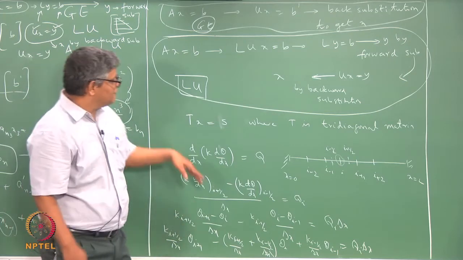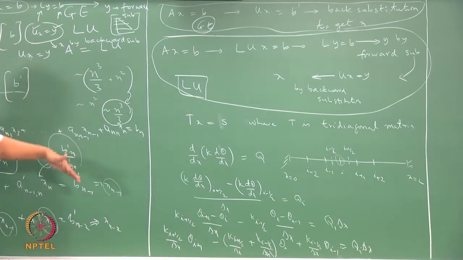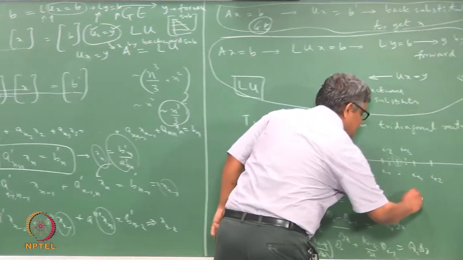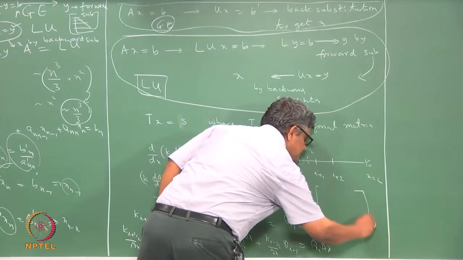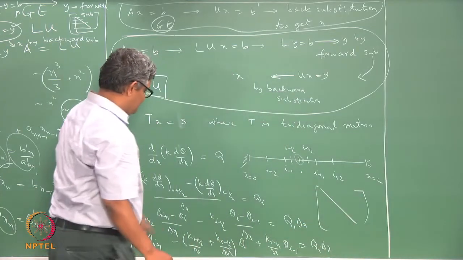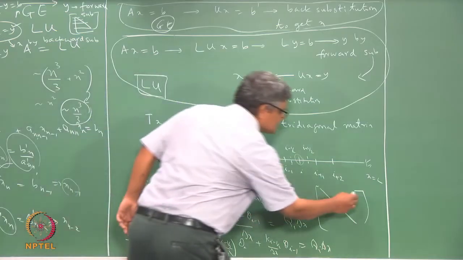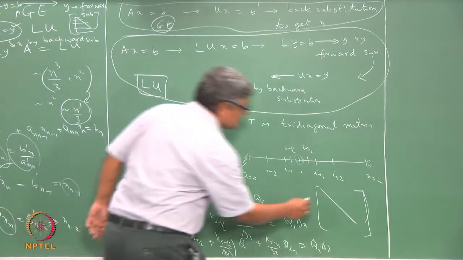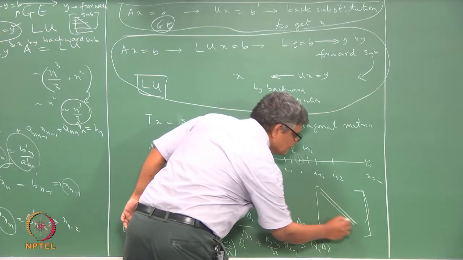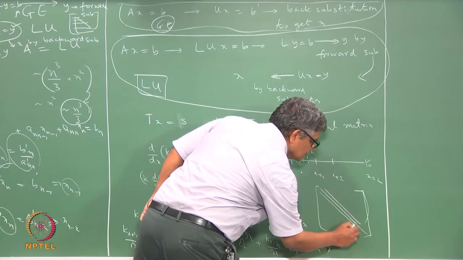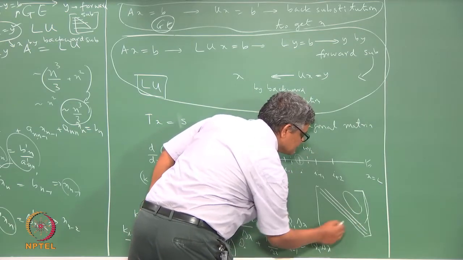So, if you do this for every theta and put them in the lexicographic ordering, we will get a matrix A, which will have all theta I values along the central diagonal here, and theta I minus 1 will be just here, and theta I plus 1 will be here. All these are zeros.